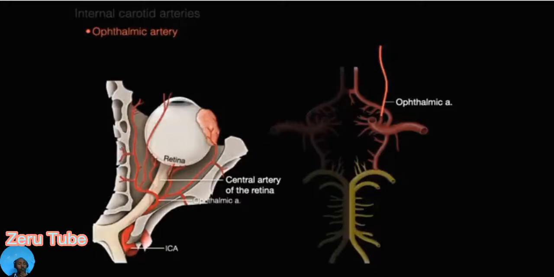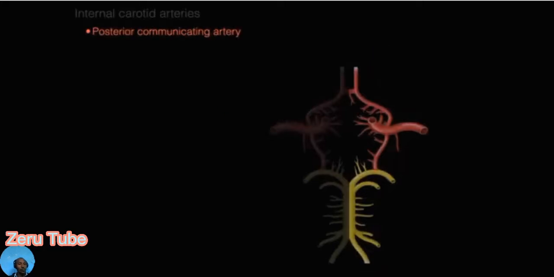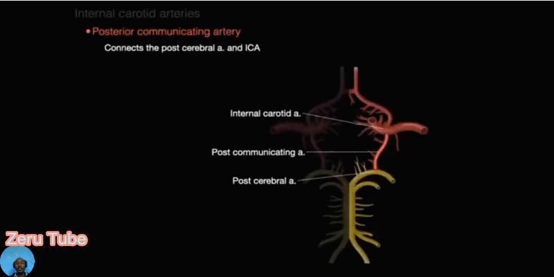So this is the first small branch of the internal carotid artery. The second branch is the posterior communicating artery. This posterior communicating artery arises from the internal carotid artery and connects the internal carotid artery and the posterior cerebral artery. Look at this picture.